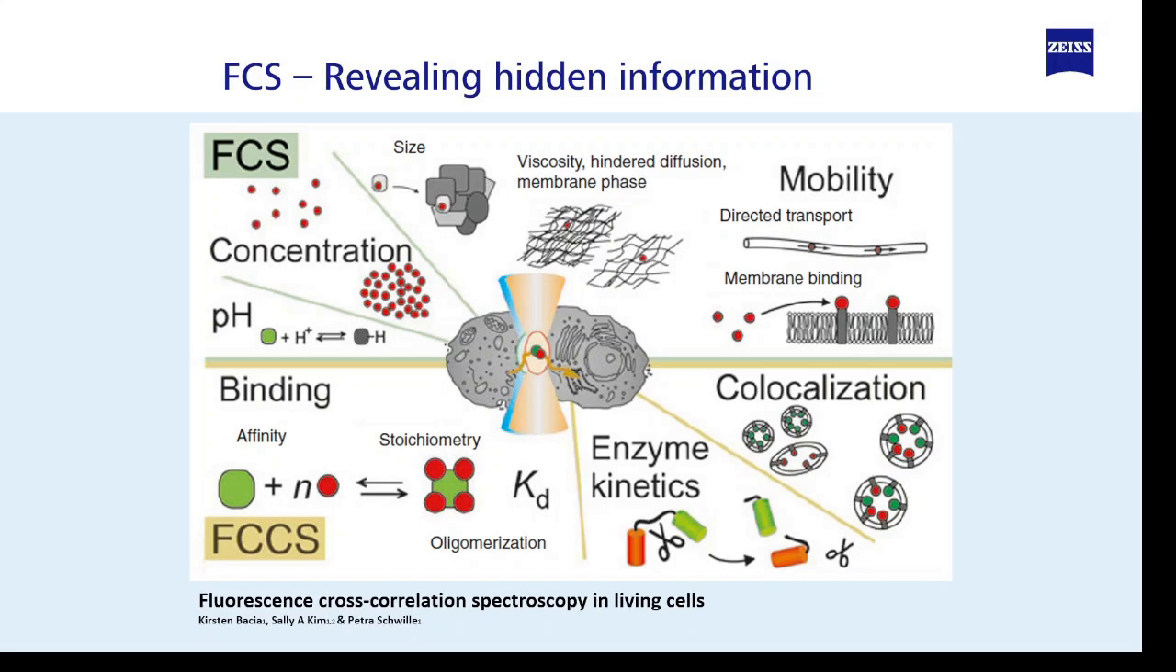Like FCS can provide us information of molecular concentration. We can get the information of the molecular concentration at a certain spot in the cell when the protein conducts certain kinds of functions. This is a very important message for us to understand our protein or our biological process. And we can get the information of mobility.